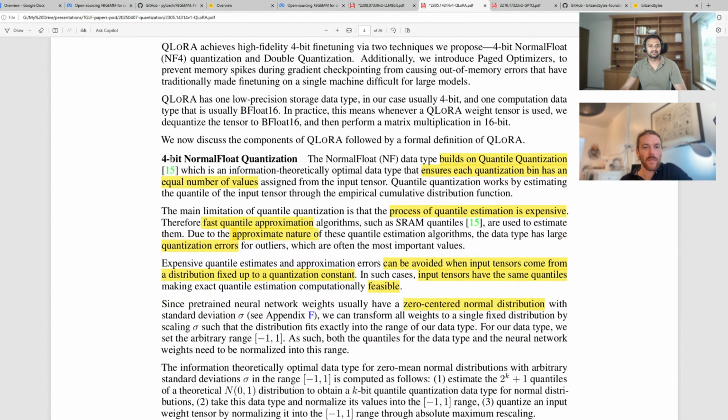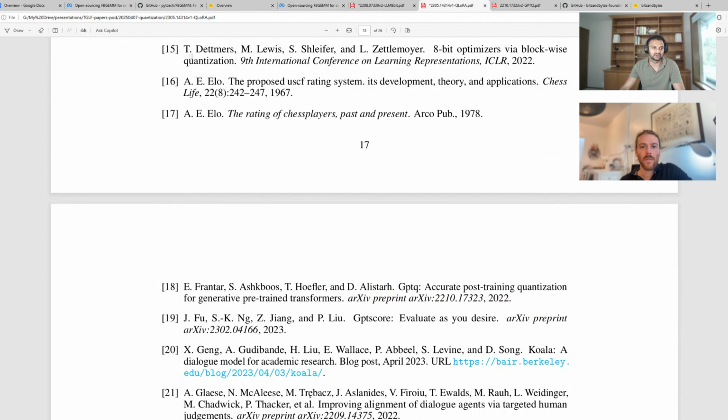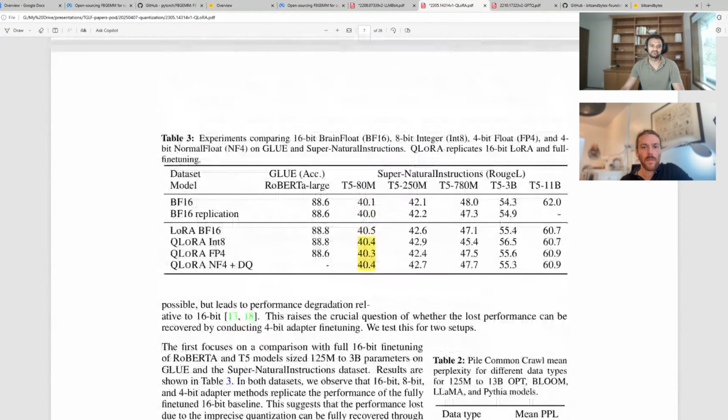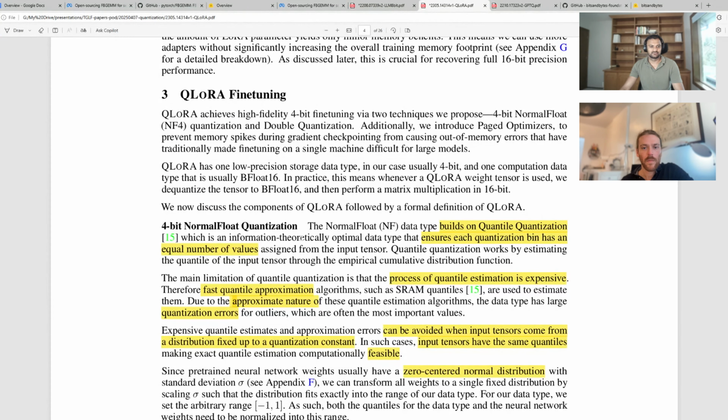Here, I think there's another interesting point I wanted to point out: it builds on something called quantile quantization, which is also another paper from the same group. They worked on blockwise quantization, so this paper introduced the concept of blockwise quantization. Let's see if I can take you to it. Yeah, it's 8-bit optimizers via blockwise quantization. So QLoRA builds on top of that, and it's almost the same set of authors. Each quantization bin has an equal number of values.